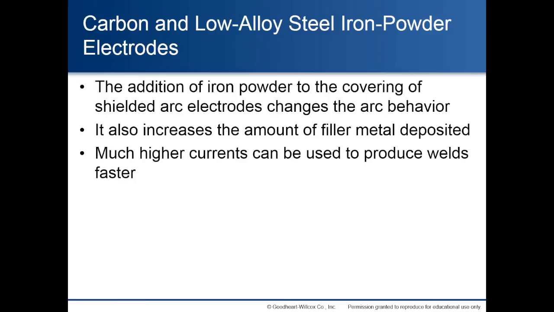Carbon and low alloy steel iron powder electrodes. The addition of iron powder to the covering of shielded arc electrodes changes the arc behavior. It also increases the amount of filler metal deposited. Much higher currents can be used to produce welds faster.